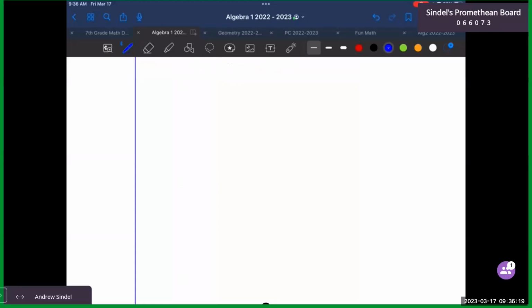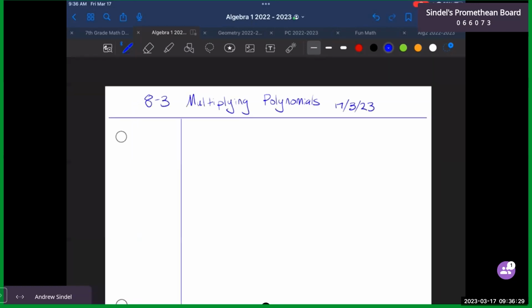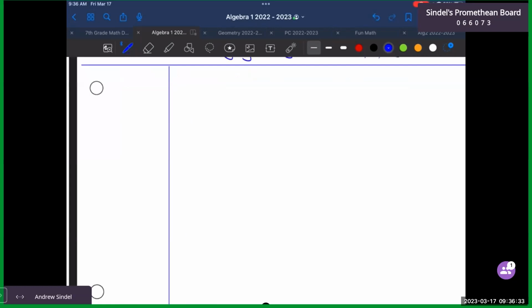All right, today's date is the 17th of March 2023. We're in Algebra 1, third lesson of the unit. Here we go, multiplying polynomials. I just want to draw your attention to the difference between.